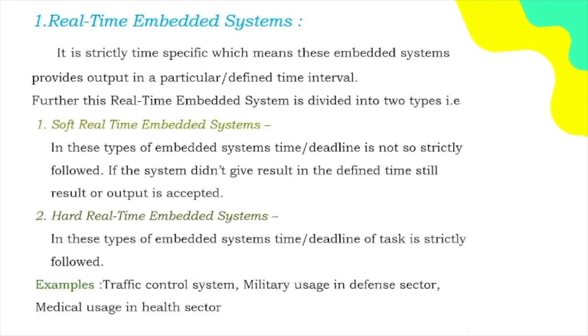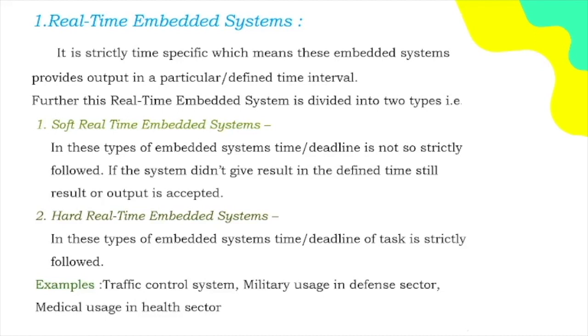So the first one is real-time embedded system. What is a real-time embedded system? It is strictly time specific, which means this embedded system provides output in a particular defined time interval. Further, real-time embedded systems are divided into two categories, that is soft real-time embedded system and hard real-time embedded system.